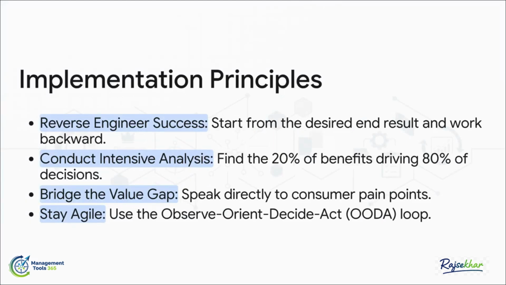First, reverse engineer from your end goal. Second, conduct an intensive analysis to find that vital few, the 20% of benefits that truly drive 80% of the buying decision. Third, make sure your value proposition directly bridges the gap between your customer's pain and their desired transformation. And finally, stay agile. Use a framework like the OODA loop, that's observe, orient, decide, and act, to create a really rapid cycle for making effective decisions in a constantly changing environment.